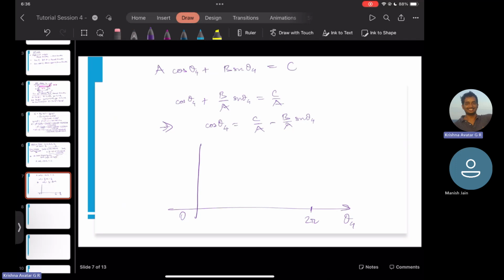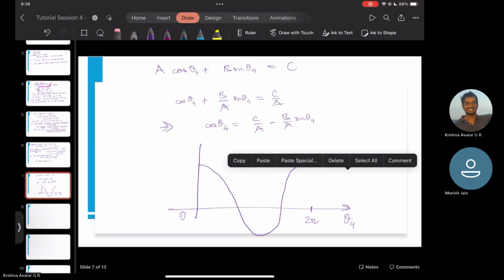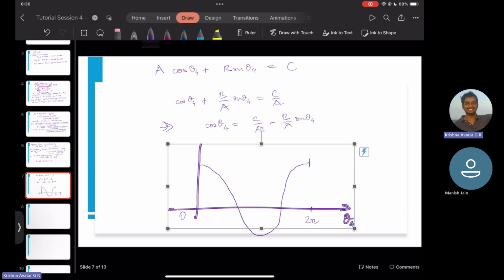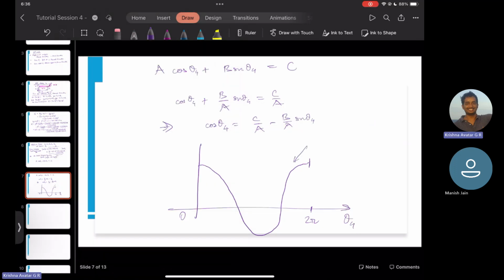Now what you do is you draw the cosine theta 4 graph, which will start from here, go down, and reach here. And the other graph is C by A minus B by A sine theta 4. When theta 4 is equal to 0, we'll have the C by A value, say somewhere here. And then it is vertically shifted, with some negative value, so it's the inverse of sine theta 4. Say something along these lines, it doesn't matter. And you look at the intersection points of this and this.